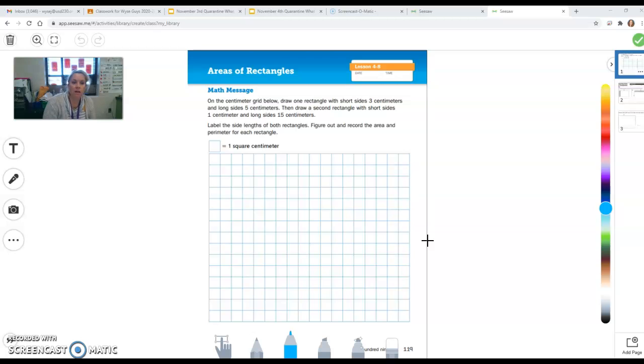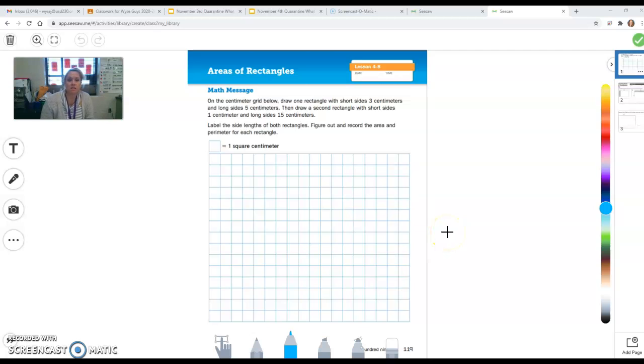Okay, when we figured out the area yesterday, we counted the squares to see what the area was, but also talked about how that is length times width. And then for our perimeter, we added up the outside of all four sides of our shapes.